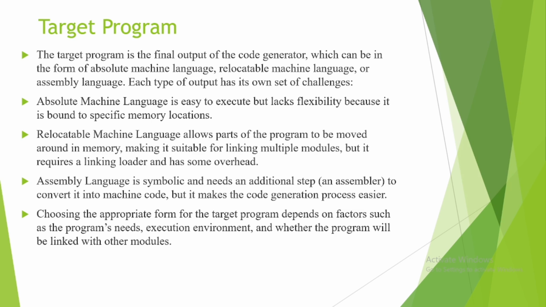Relocatable machine language allows parts of the program to be moved around in memory, making it suitable for linking multiple modules, but it requires a linking loader and thus some overhead. Assembly language is symbolic and needs an additional step, an assembler, to convert it into machine code, but it makes the code generation process easier. Choosing the appropriate form of the target program depends on factors such as the program's needs, execution environment, and whether the program will be linked with other modules.